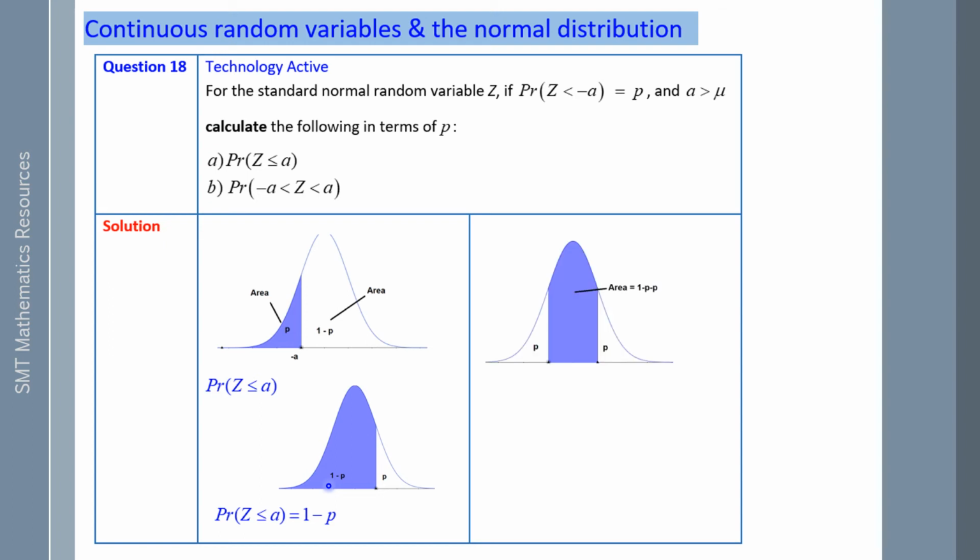The area, or expressing a probability statement for negative A to A, there's my A, there's my negative A. To the left of it was P, to the right of it was P. So that area in here is all of this is 1, take a P, which is 1 take 2P.